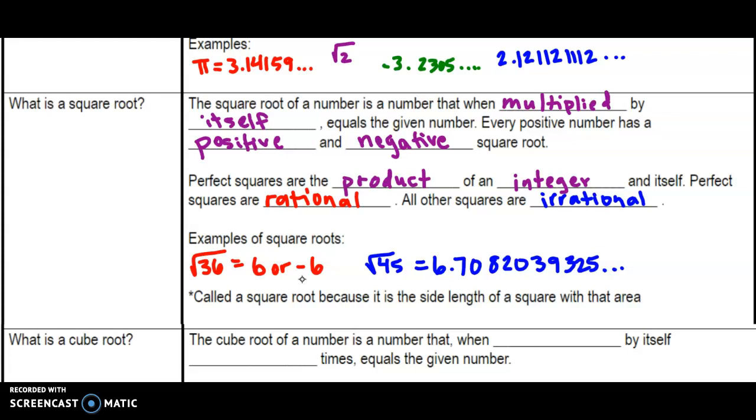And just so you know, it's called a square root because it's the side length of a square with that area. So if you take a square with the area 36, my side length would be 6 or -6. But we're not really going to have a side length of -6 because we don't talk about distance as negative. And if I have a square with the area 45, the side length would be about 6.71-ish.